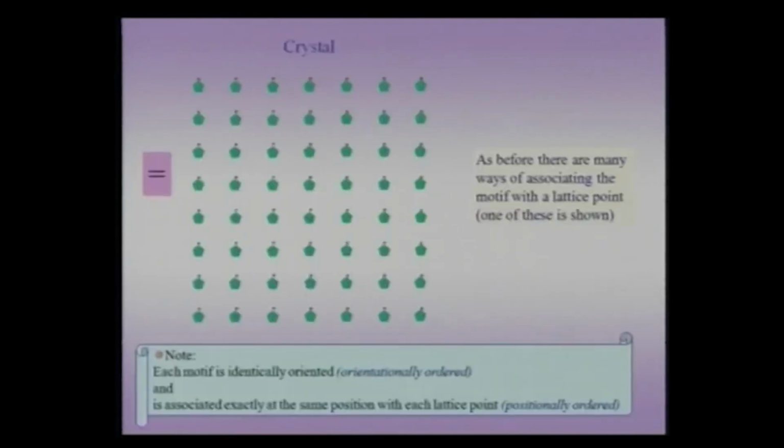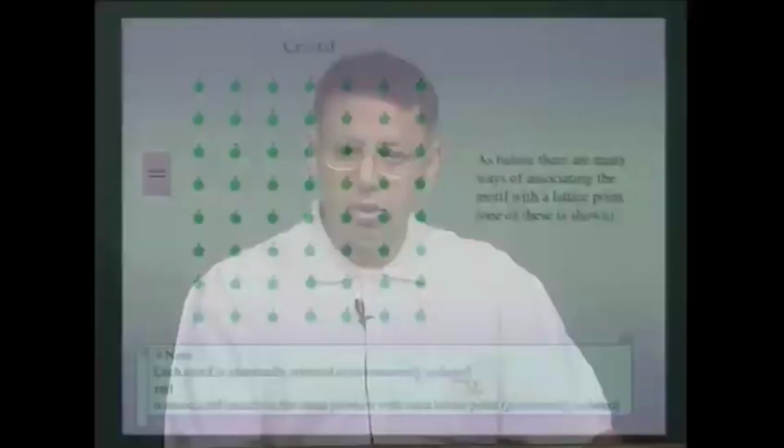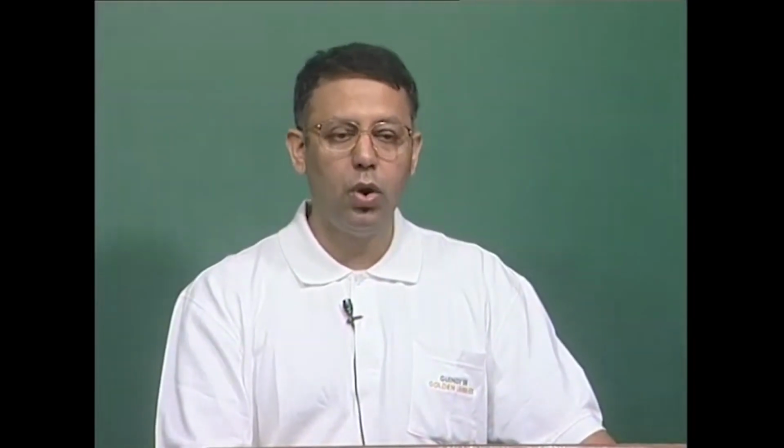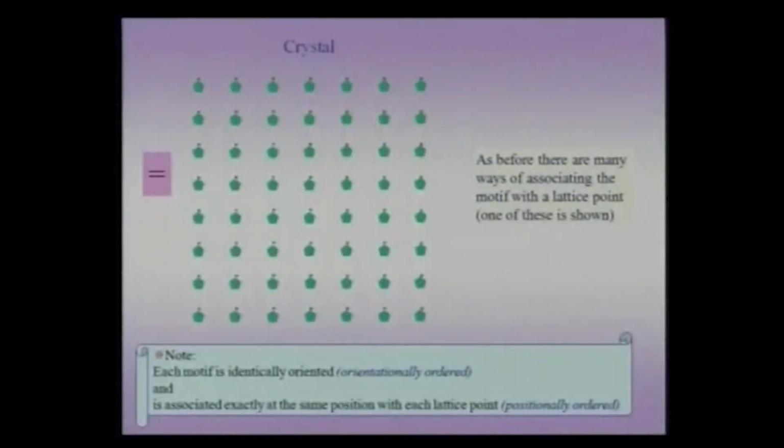And like in the case of a 1-dimensional lattice and the 1-dimensional motif, there are many ways of associating this motif, or overlaying this motif on the lattice point, and one of them has been chosen here, wherein the tip of the pentagon is the point which coincides with the lattice point. One point which is very clear while we did this, just to reiterate, is that we are not allowed to rotate or distort the pentagon as we go from one lattice point to the other.